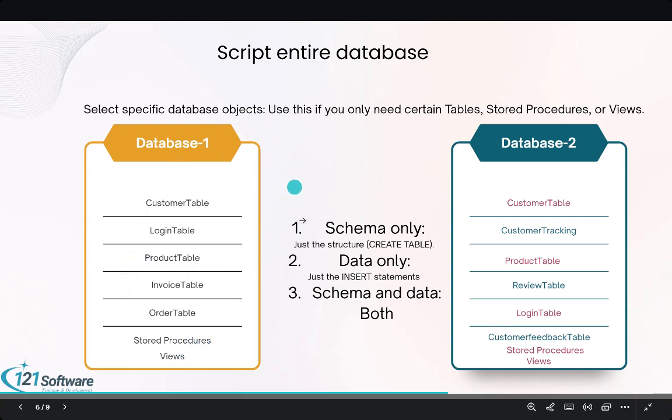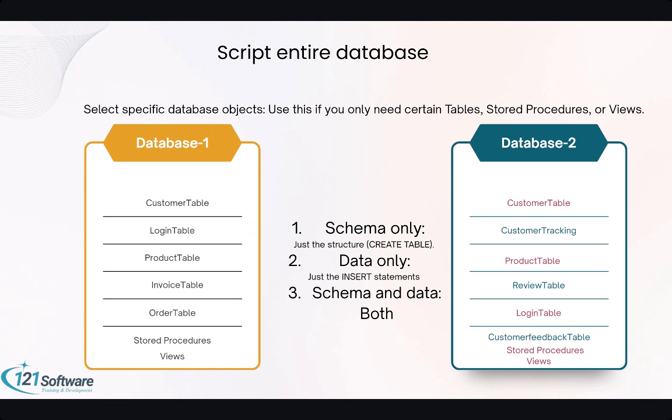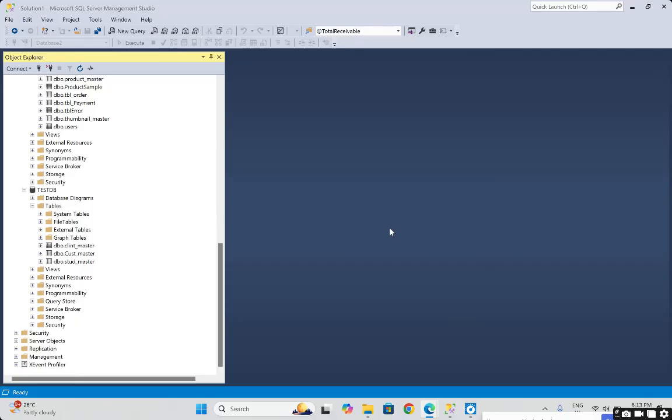For this, we need either the structure of the tables or we need the complete data. So based on our requirement, you need to select the option schema only if you need only the structure of the tables. If you need only the data of the table, then go for data only. If we need both tables and data, then we go to the third option, schema and data both. So let's go to the SQL Server and check how to generate the script of the entire database.